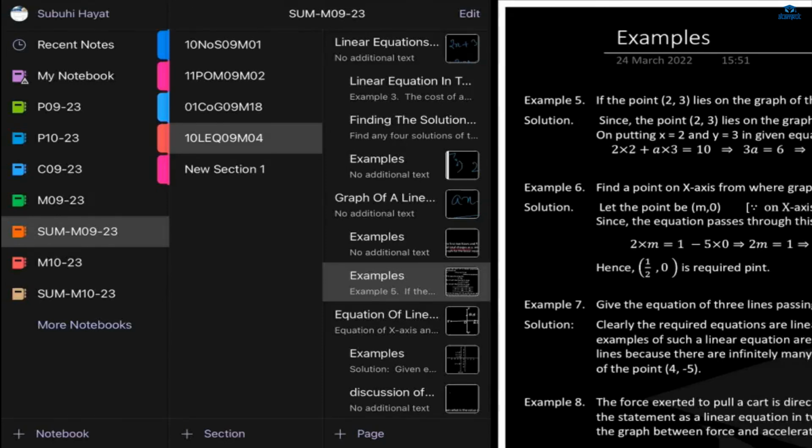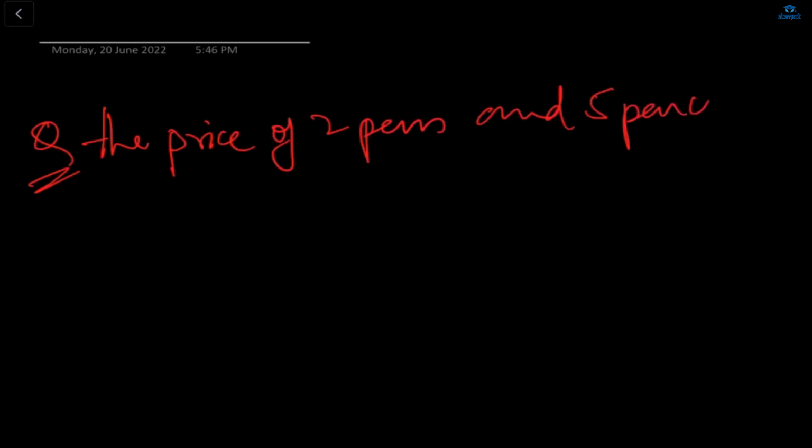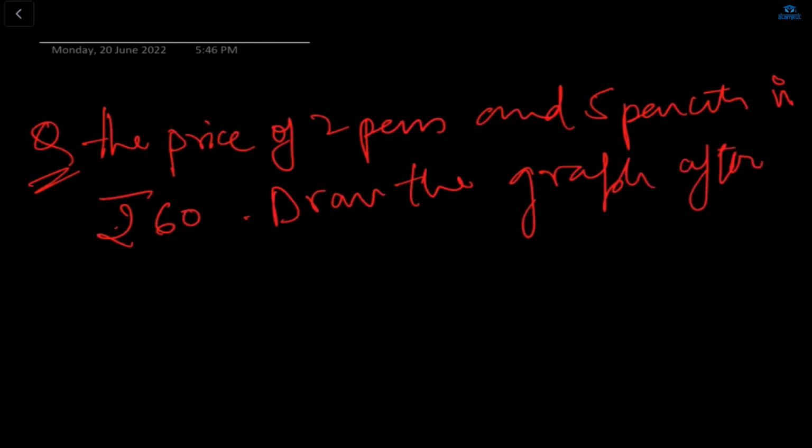Let me choose one through questions. Like here, if I say the price of 2 pens and 5 pencils is rupees 60. Let me write here. I will insert a page here for an example. Now I'm writing a question here: the price of 2 pens and 5 pencils is rupees 60. Now draw the graph after forming a linear equation.